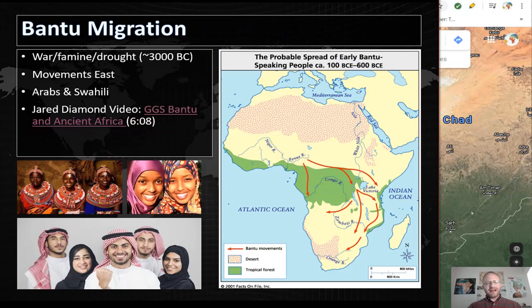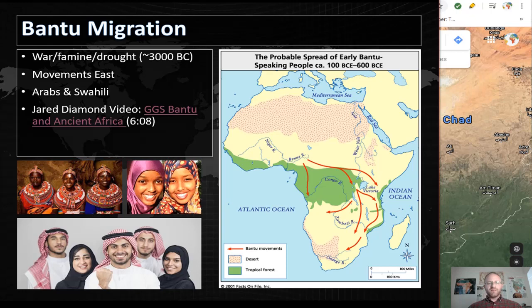So if we fast forward 1.7 million years, scholars have argued that a massive migration of Bantu people began around 3000 BC and continued until around 500 AD. Now, the Bantu people may have originated along the Benue and Niger rivers, but would expand eastward through the rainforests and savannas, possibly due to war, famine, or drought.